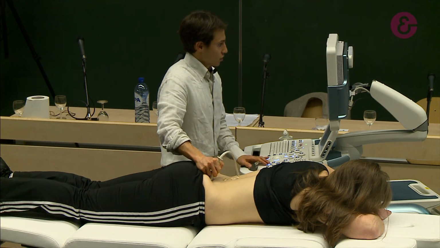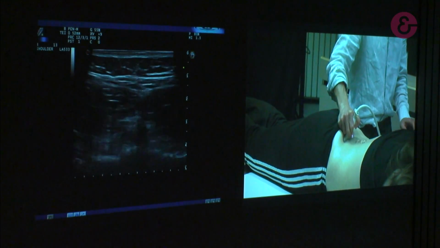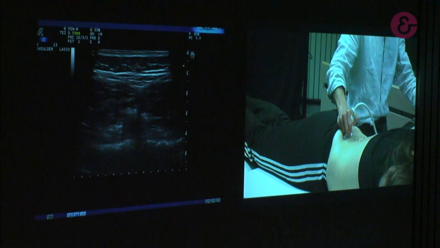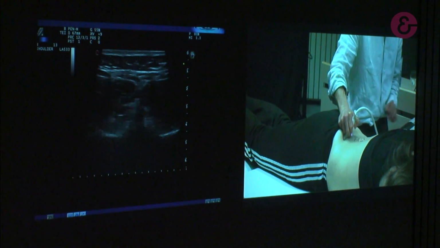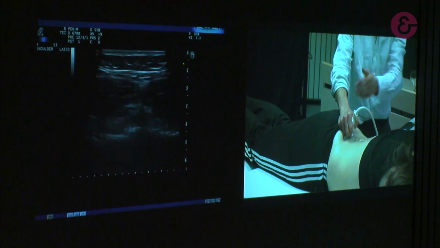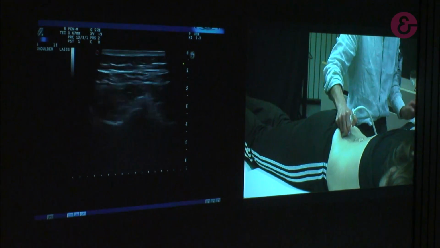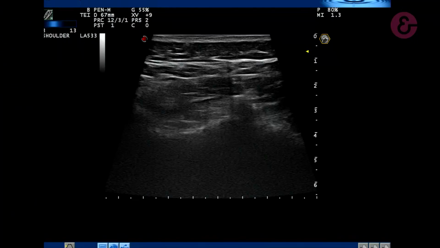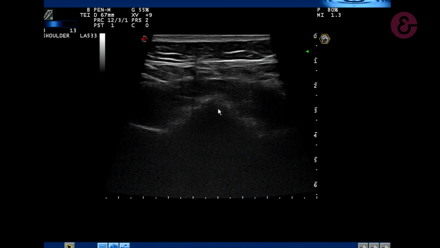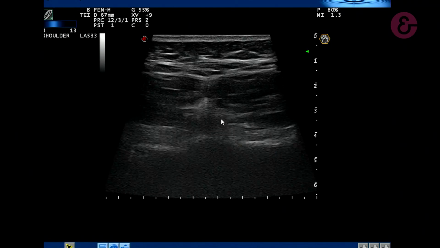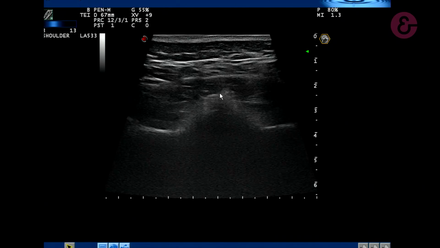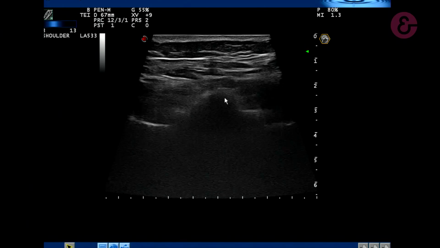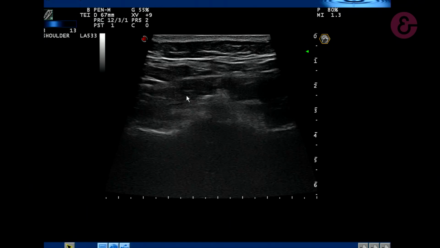Normally I start to analyze the muscle where I can recognize easily the structures. So I like to start with the probe in transverse plane on the sacrum. Sacrum is quite easy to recognize because we can see the body of the sacrum and the crest of the sacrum. And the two muscles here are the multifidus muscles.